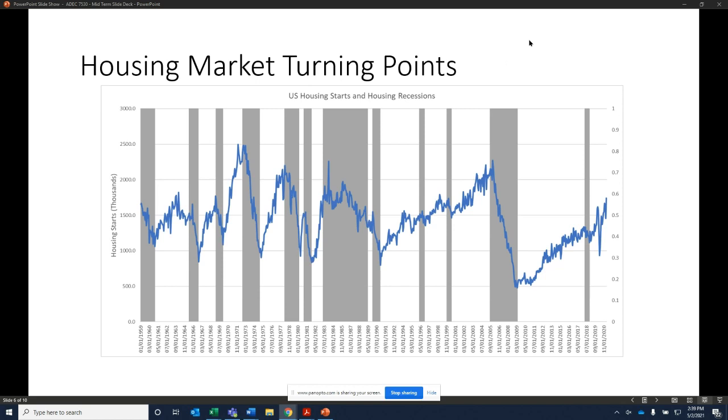So what we're showing here is the housing market turning point. This is housing starts in the thousands. A couple interesting things about this. One of which is you can see that there is a significant cyclical notion to this. Now this is marginal houses, new houses that are being added to the economy, but this is a very cyclical as well as fairly volatile time series with different frequencies.